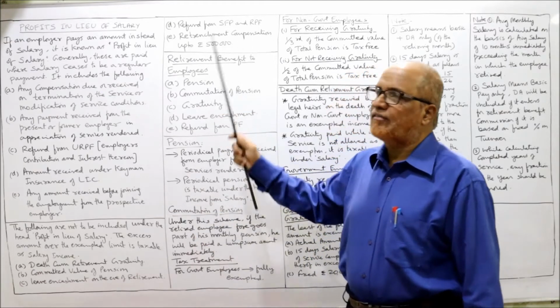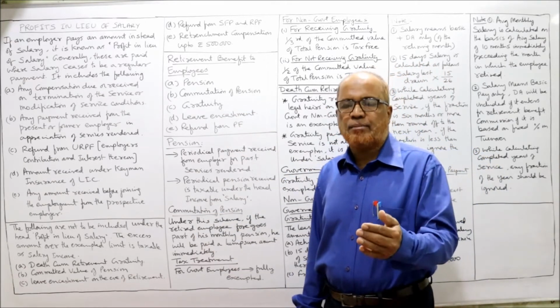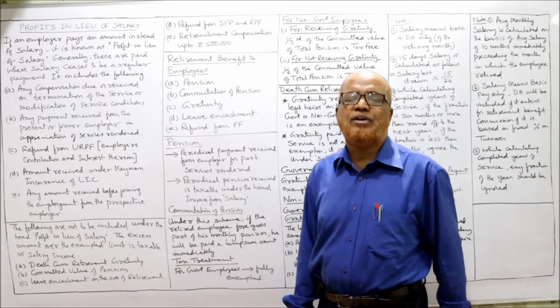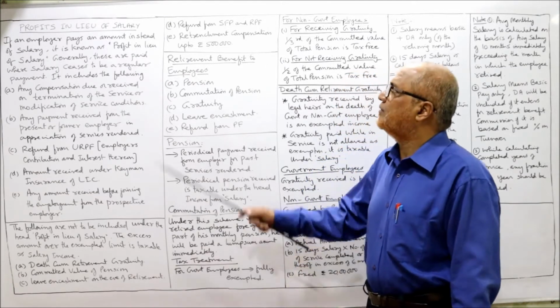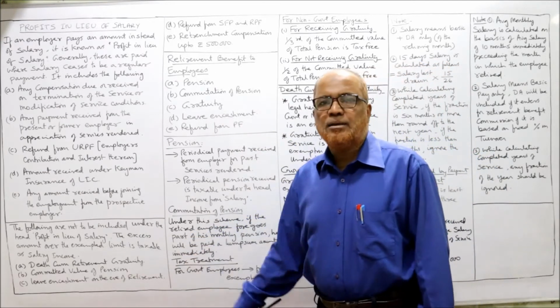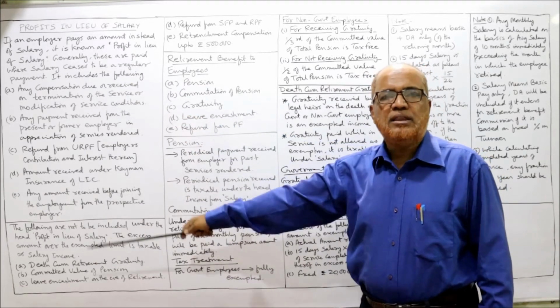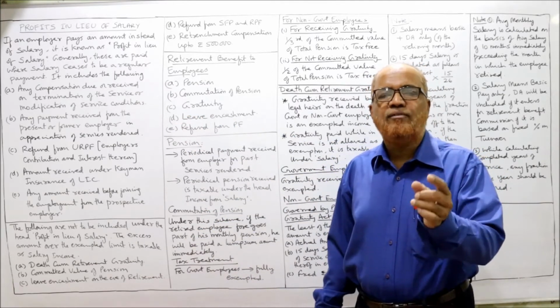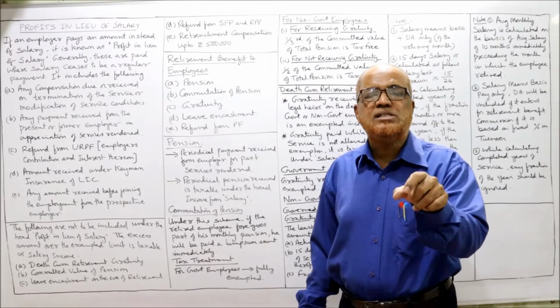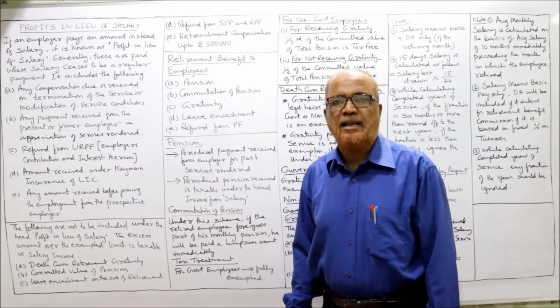Then the fourth one, refund from SPF and RPF. Refund at the time of retirement from statutory provident fund and recognized provident fund. Then retrenchment compensation up to rupees 5 lakh. So these items should not be taken under profit in lieu of salary. We have to find out if any unexempted amount is there, and that unexempted amount will be taken under salary.